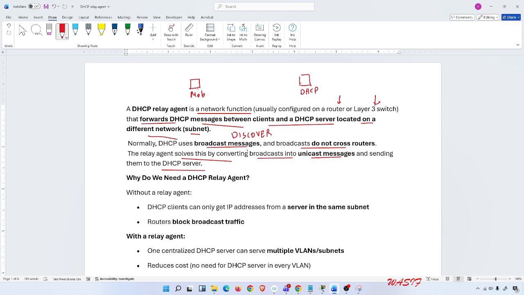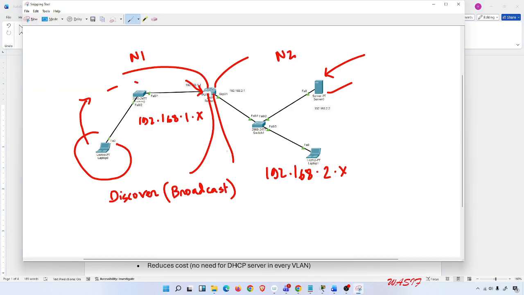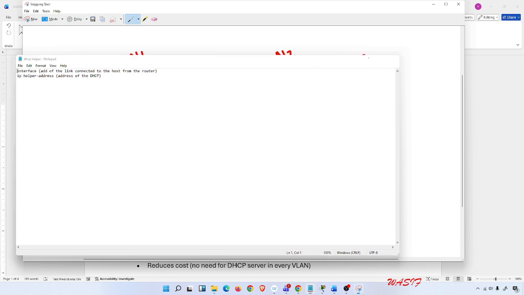If you know the broadcast domain, your broadcast message cannot go outside your broadcast domain. And by definition, every router interface is a broadcast domain. So this is a broadcast domain, this is another broadcast domain, and the message cannot go outside the broadcast domain.